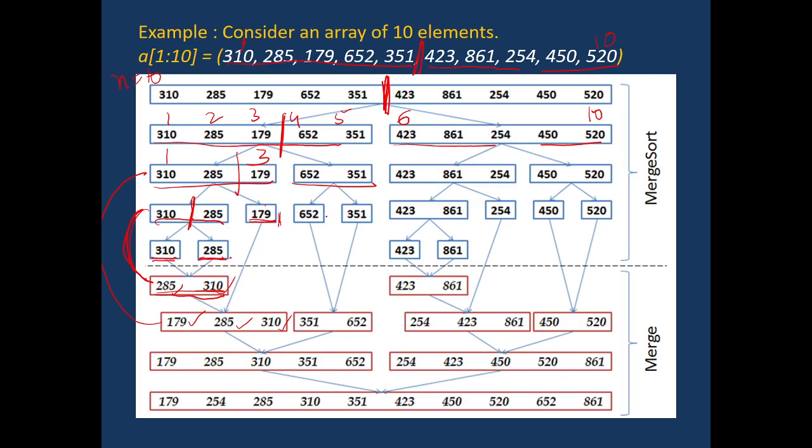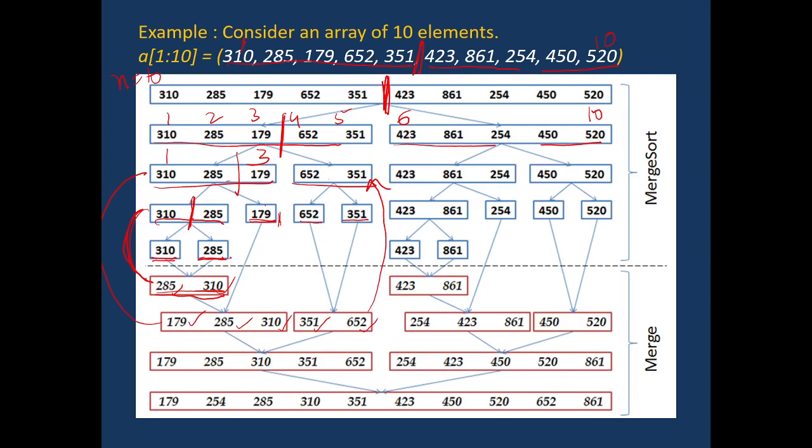So 1, 1. This is one sorted list. This is another sorted list. We will be merging it. 652 is compared with 351. 350 is minimum. Put here next 652. This is the answer for this problem.